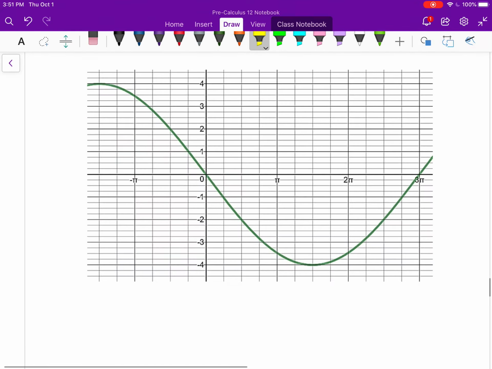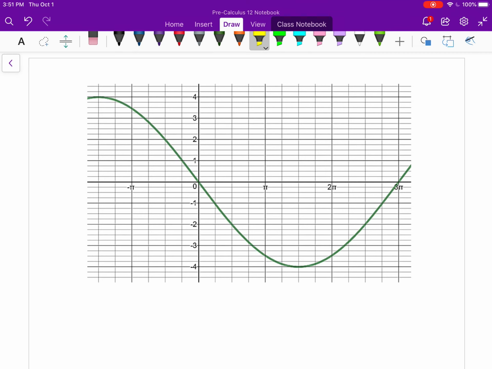Here's the last one. All right, how can I create this wave with just sine or cosine and just a few stretches or reflections? First of all, I see this starts at 0, 0, so I want to use sine. So I'm going to base this on the sine of x.